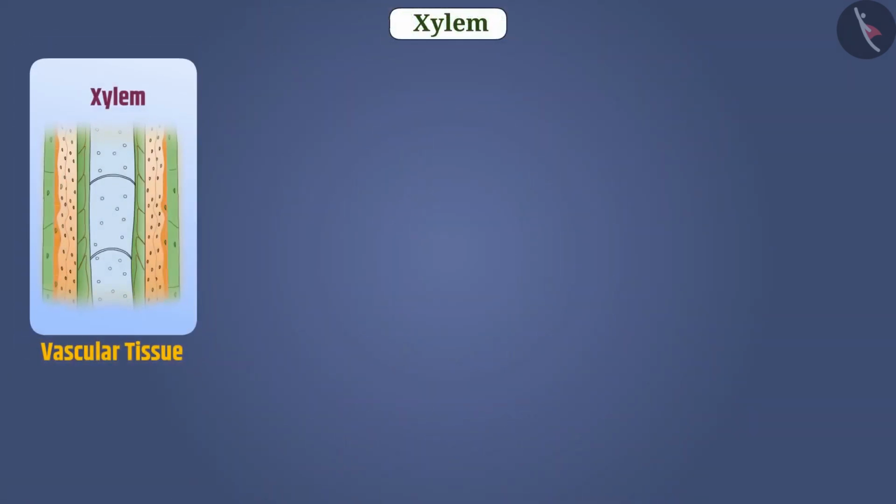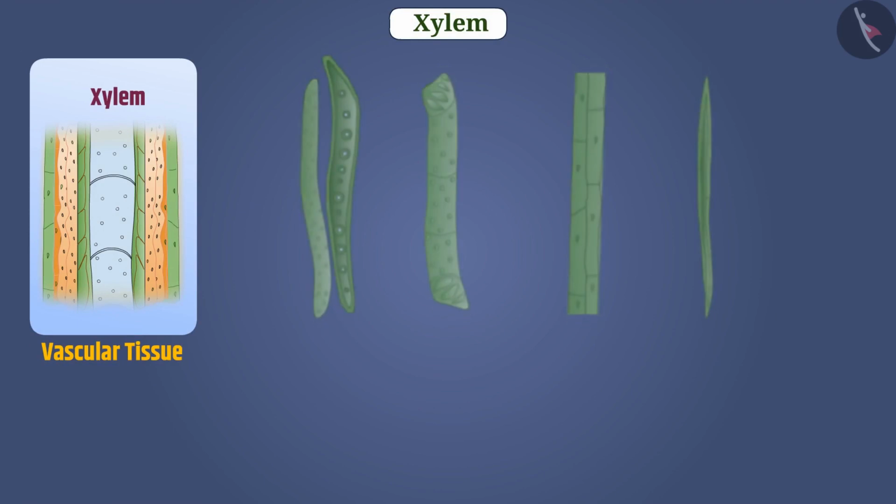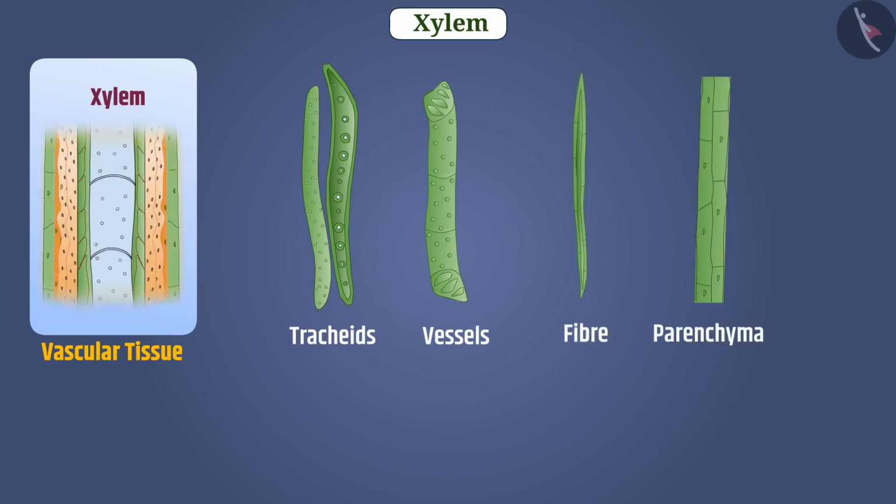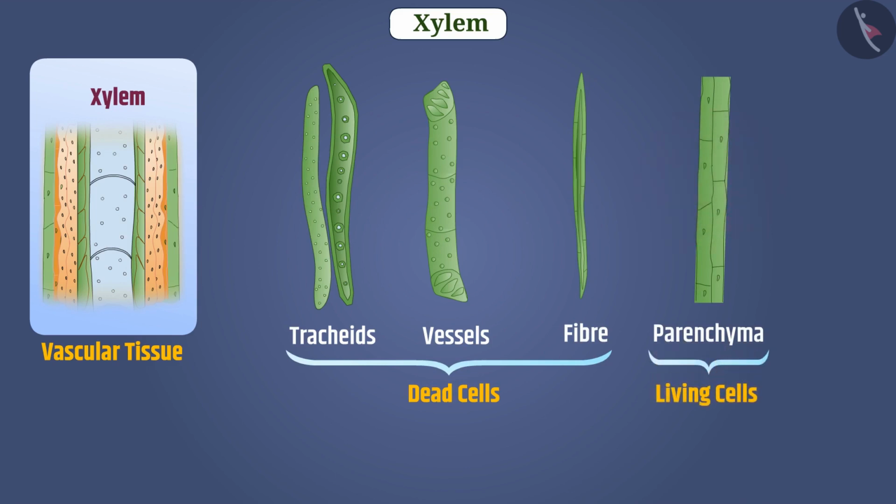Let's talk about vascular tissue xylem. Xylem is made up of four types of cells: xylem tracheids, vessels, xylem parenchyma, and xylem fiber, which together form xylem tissue. Among these cells, xylem tracheids, vessels, and xylem fiber are dead cells, and xylem parenchyma are living cells. All these cells are like tubules connected to each other.